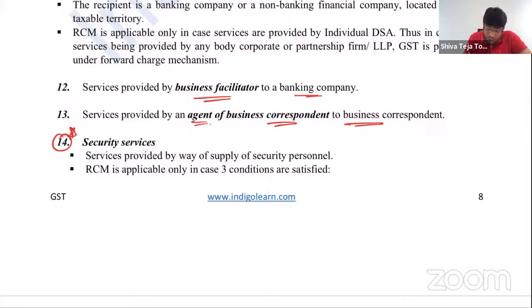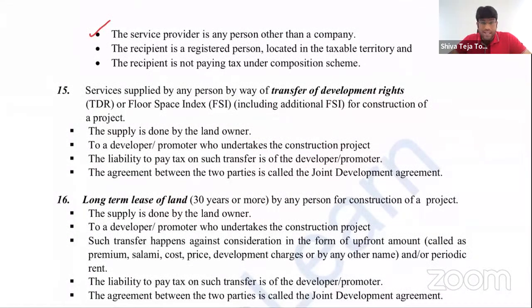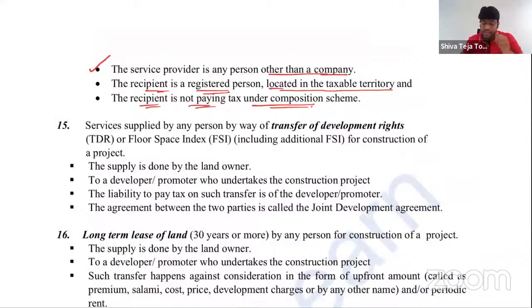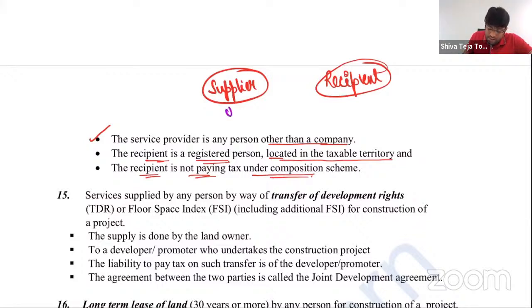14th point, important point. Security services. RCM will apply only if 3 conditions are satisfied. Now, what are the 3 important conditions? Number 1, the service provider is any person other than a company. And the recipient should be a registered person located in the taxable territory. And the recipient is not paying tax under the composition scheme. Then only the story of this RCM will come into picture. So friends, for security services, RCM will come into picture only if and only if the supplier is other than a company and the recipient is a registered person. Then only RCM will come into the picture in case of security services. Making sense, my dear friends?